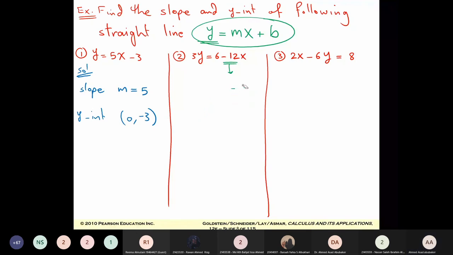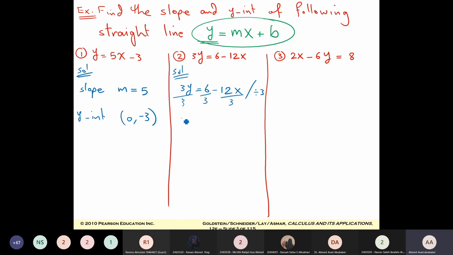We need firstly to convert the equation to the form y equal. So to solve this one, firstly, 3y equal 6 minus 12x must be divided over 3, all terms over 3. So we have y equal 2 minus 4x.